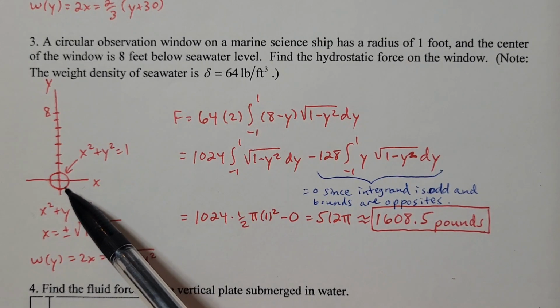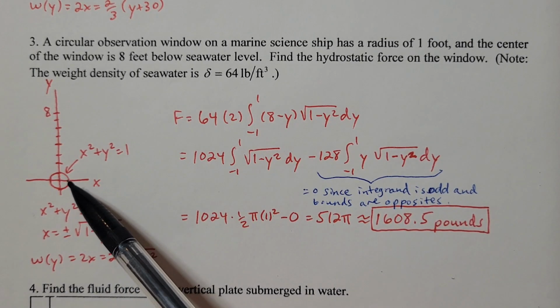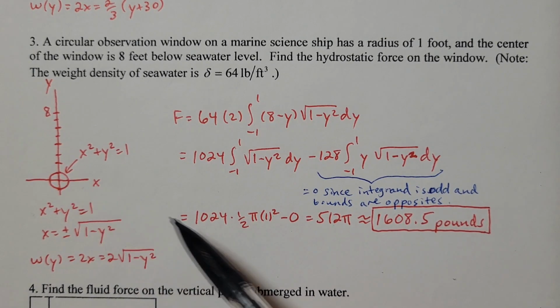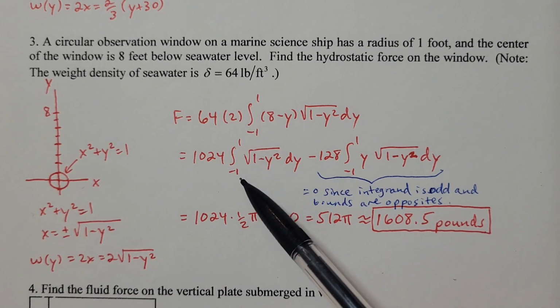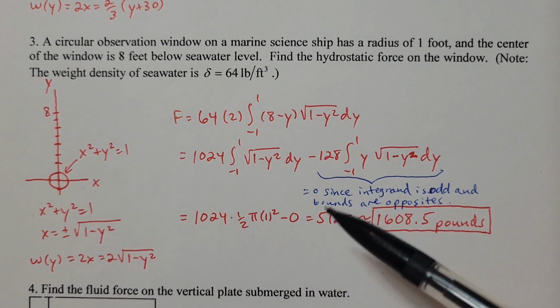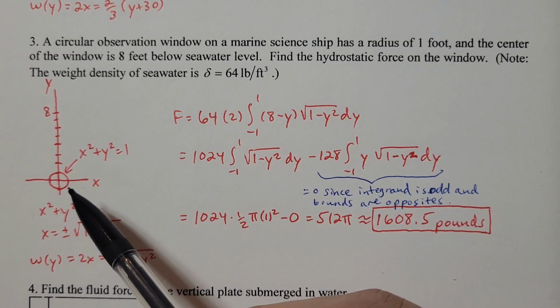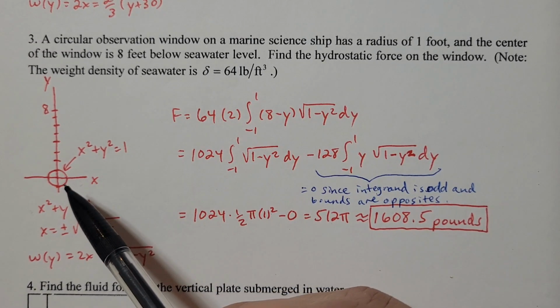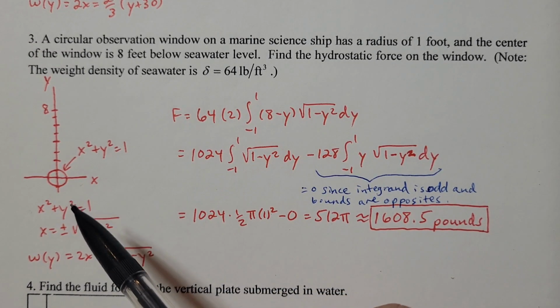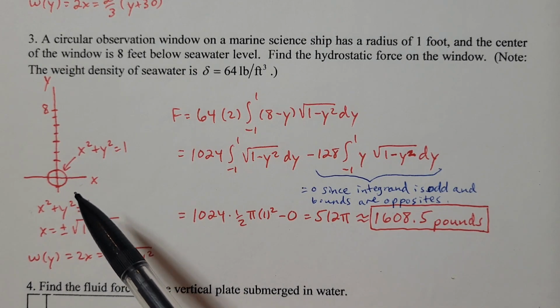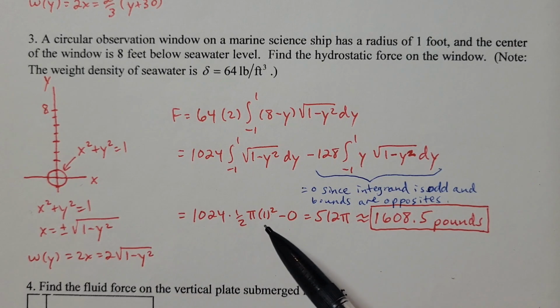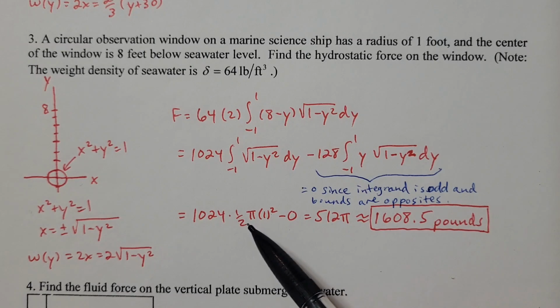That's this right half of the circle. And I'm evaluating this from -1 to 1. So the question is, what is the area of this half circle? Well, the area of a circle is pi r squared, right? The radius is 1. So pi, I need half of that. 1/2 times pi times 1 squared, or 1/2 pi, that'd be the answer to this integral.